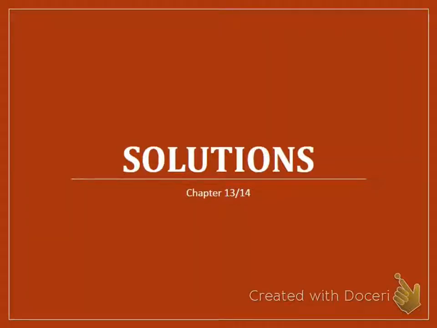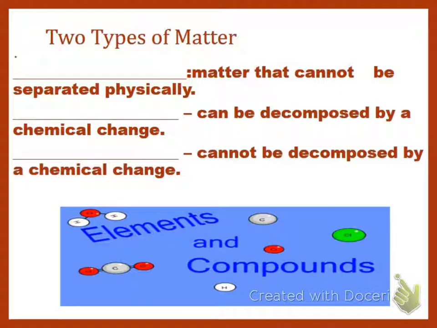Okay? All right, so solutions. Remember from last semester, there are two types of matter. One can be separated by physical means and one cannot. If it cannot be separated by physical means, it is a pure substance. And within that category of pure substance, you have elements and compounds. And compounds can be separated by chemical means or decomposed.